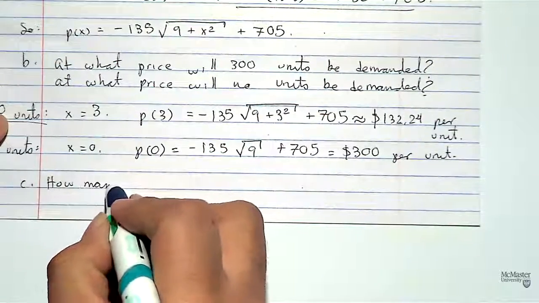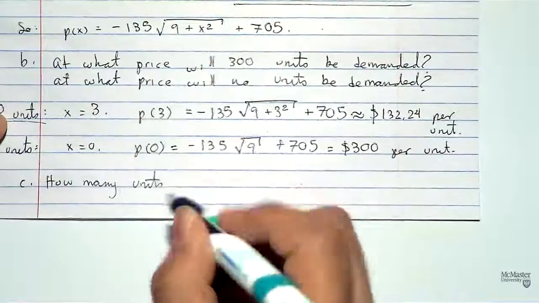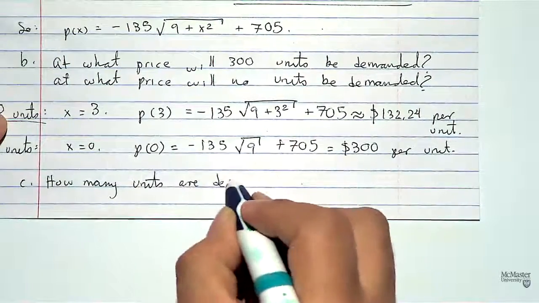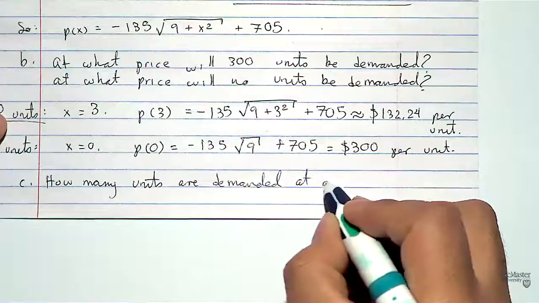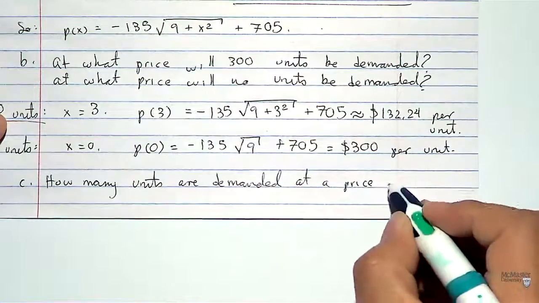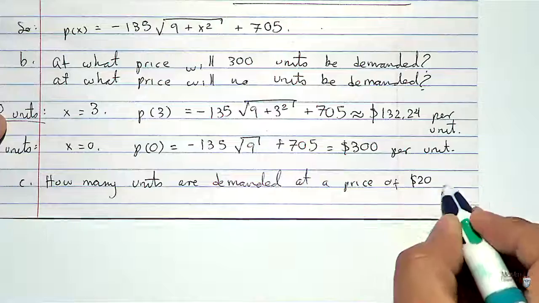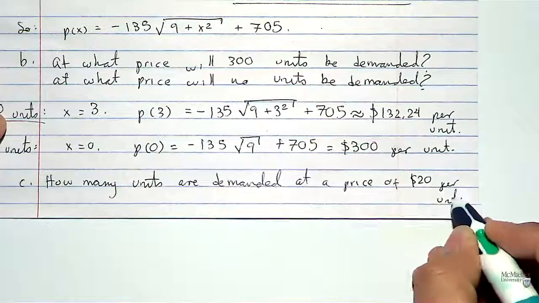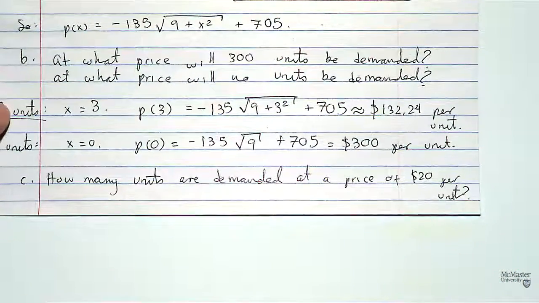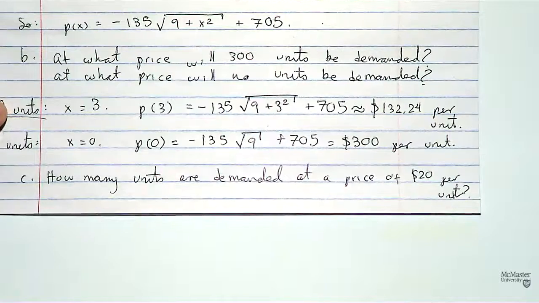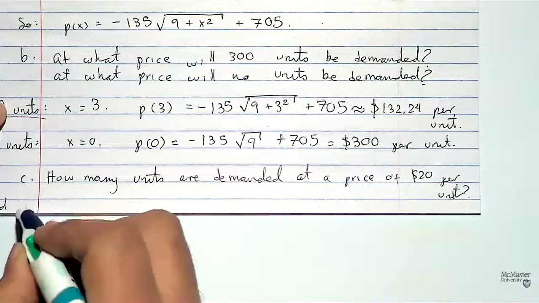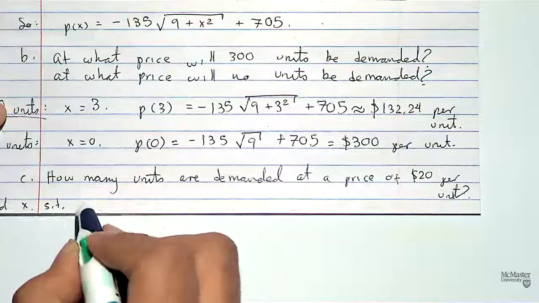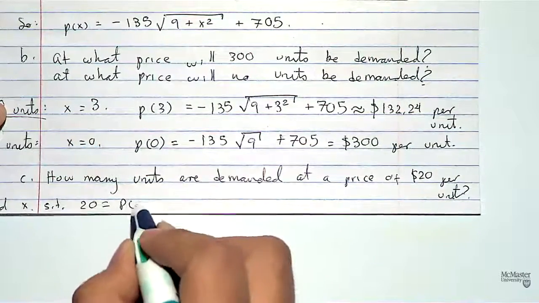How many units are demanded at a price of $20 per unit? Now the problem is slightly different because what you have to do is to find x. So what you have to do is to find x such that 20 is equal to p of x.